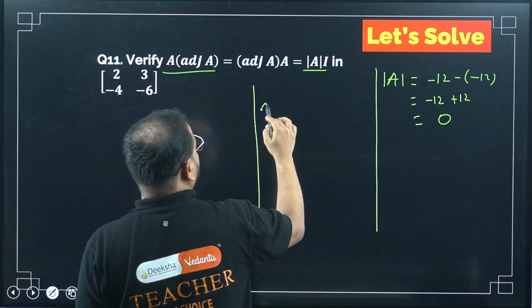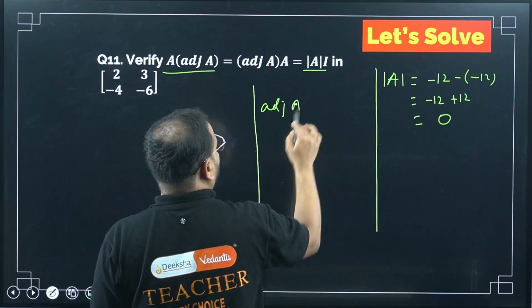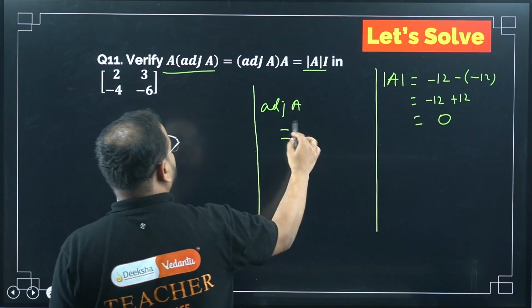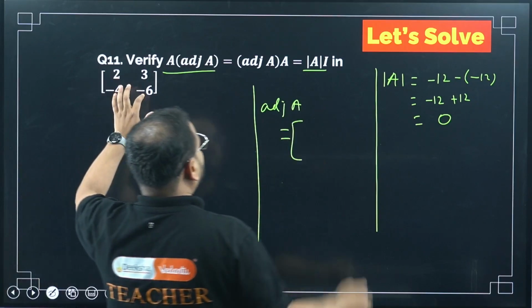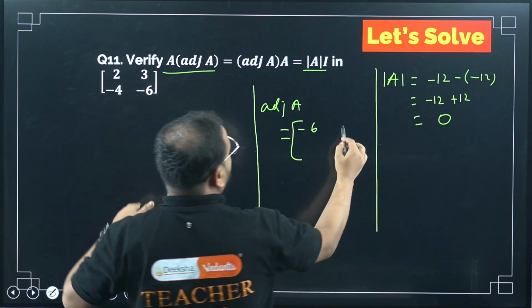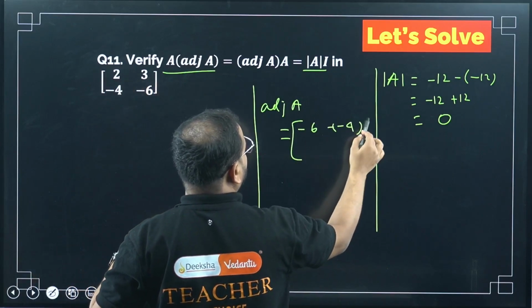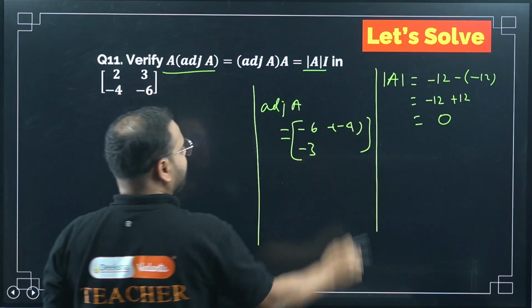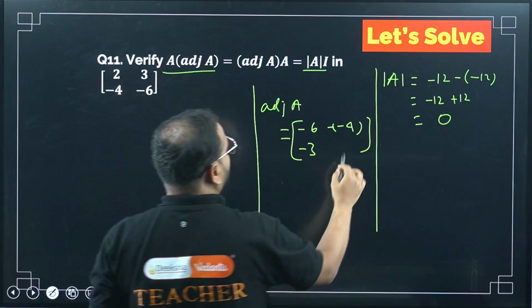So to find adjoint A, what I'm going to do? I'll find the cofactor and take the transpose. So please find the cofactor first. For 2, I'll get what? Minus 6. 2 is A11, so positive only. For 3, I'll get minus 4, but negative because of A12. For minus 4, I'll get 3, but again with the minus sign. For minus 6, I'll get 2 with the positive sign.